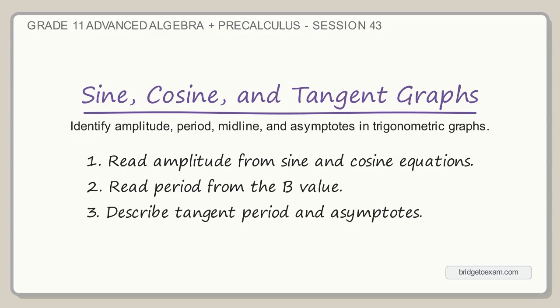By the end, you should be able to do these three things. 1. Read amplitude from sine and cosine equations. 2. Read period from the b value. 3. Describe tangent period and asymptotes.